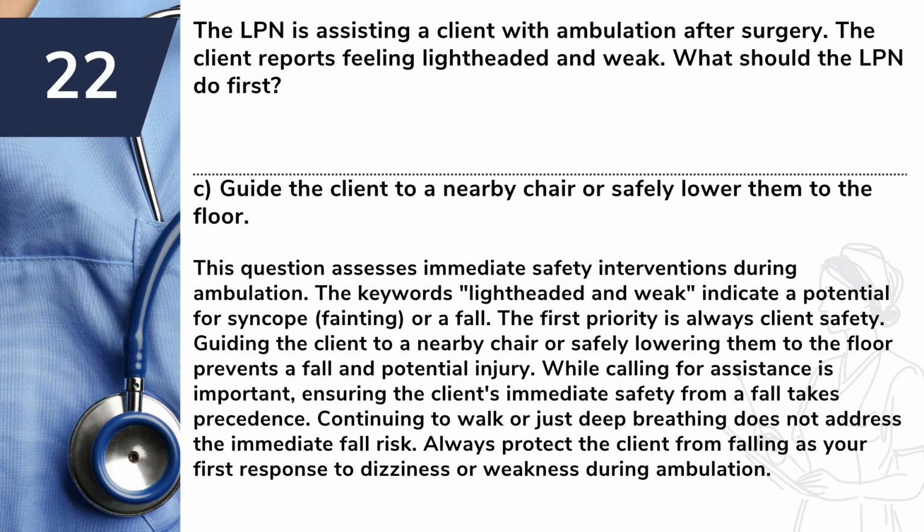While calling for assistance is important, ensuring the client's immediate safety from a fall takes precedence. Continuing to walk or just deep breathing does not address the immediate fall risk. Always protect the client from falling as your first response to dizziness or weakness during ambulation.